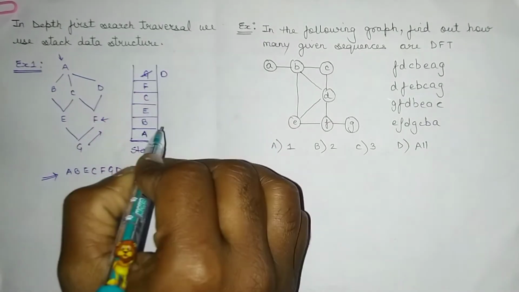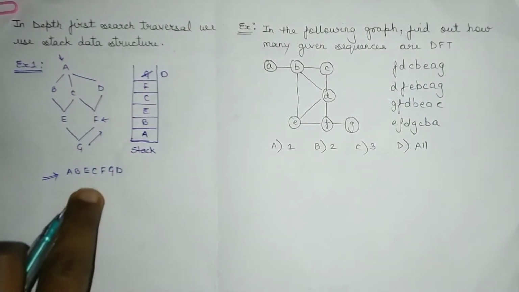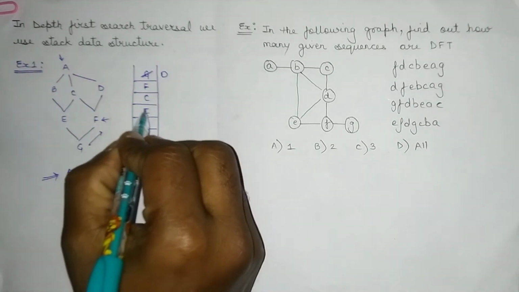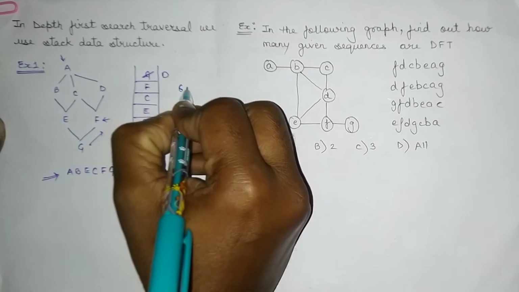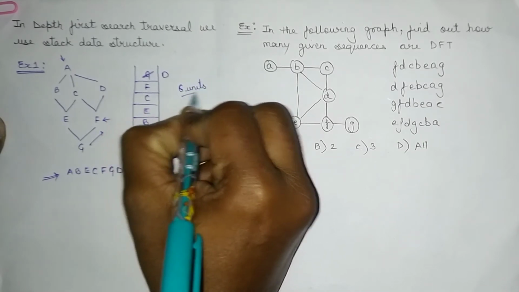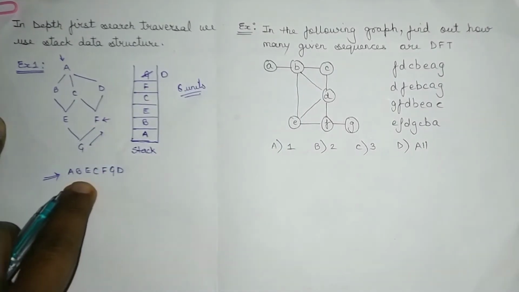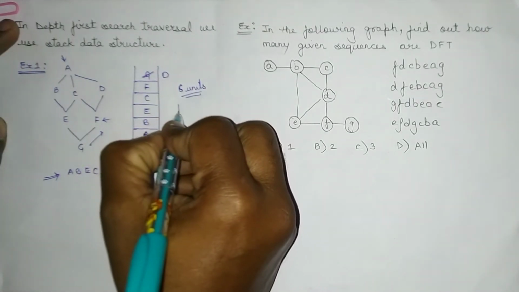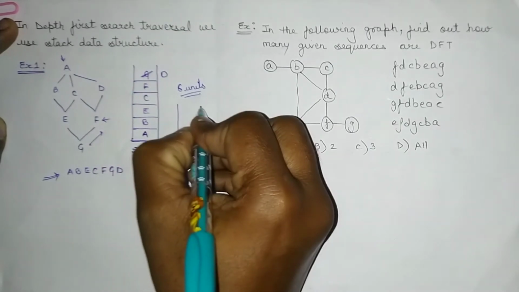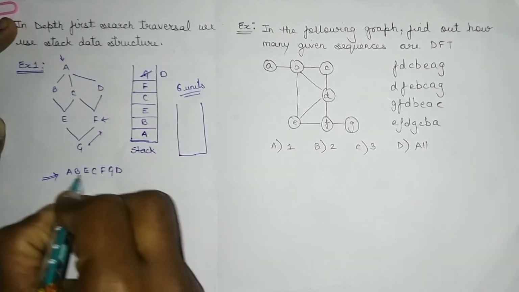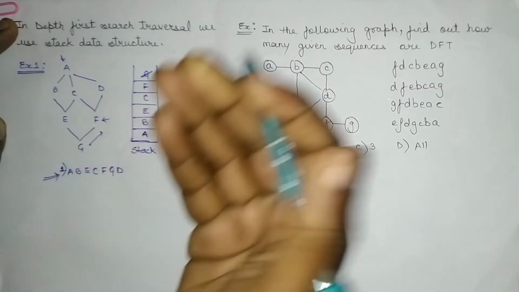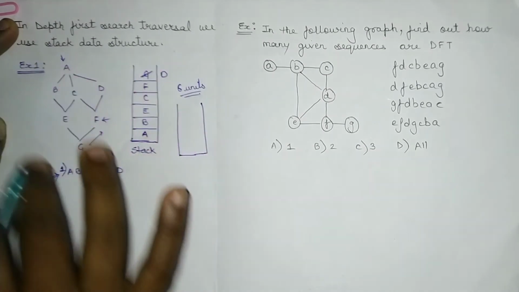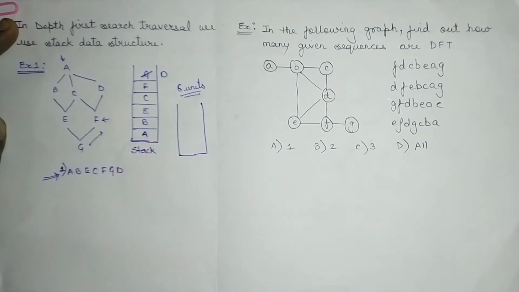If the question asks you how many stack units are required for this depth first search traversal, you can count the units. Here 6 units are required for this traversal. In the same manner, you can find out the other traversals as well. Let me give you one more sequence. This is one possibility; similarly, there can be n number of possibilities. It entirely depends on the particular example or the graph that you are working on.